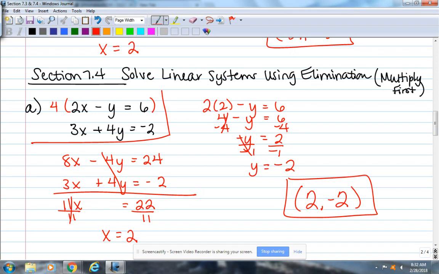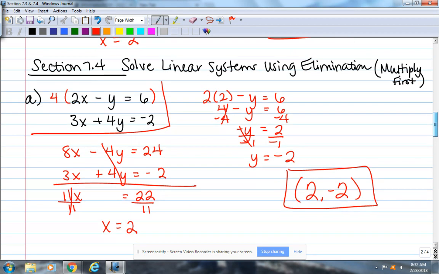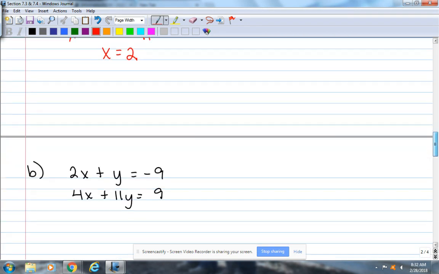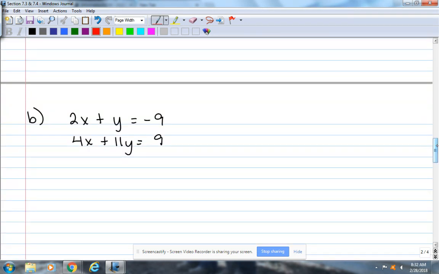So if your variables aren't ready to cancel out and they're not just needing to change the sign, you got to look for something you can multiply to make them cancel out. And then you keep doing the same thing over and over. Okay. Look at this next one.